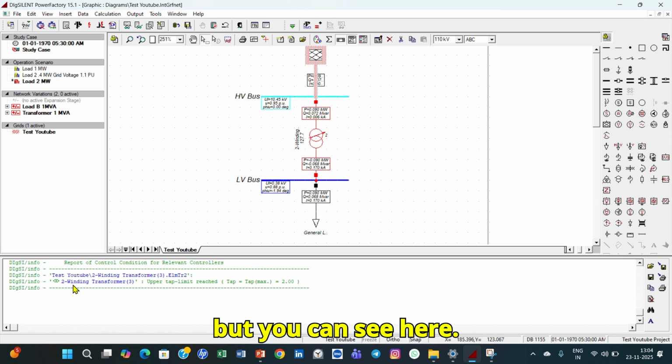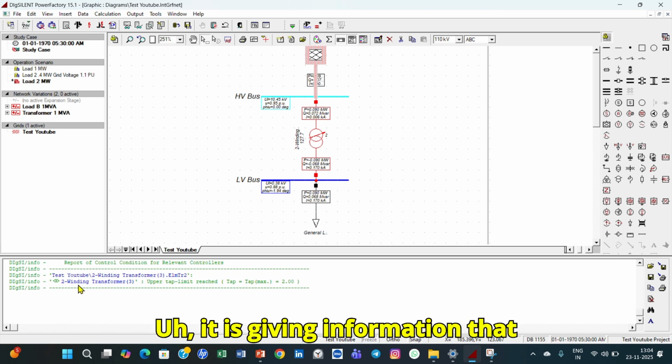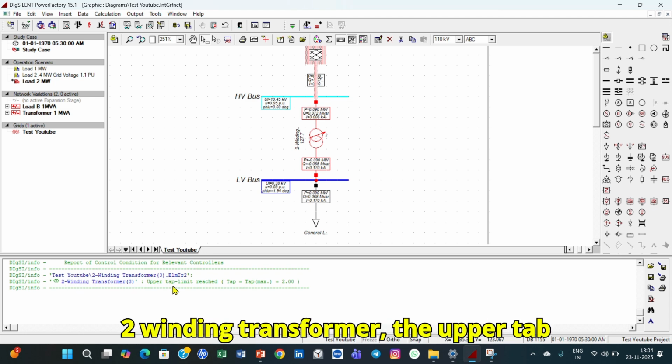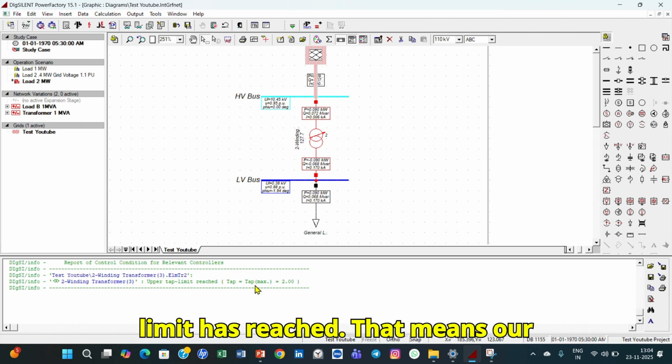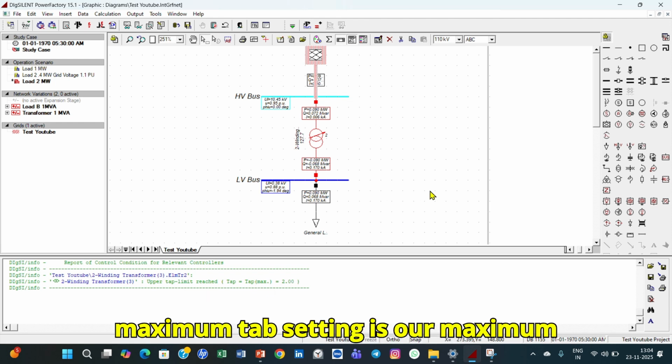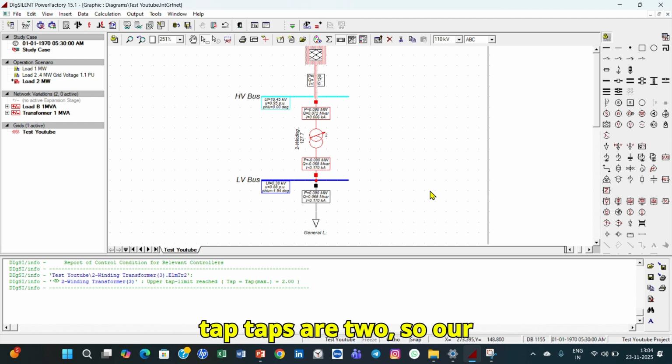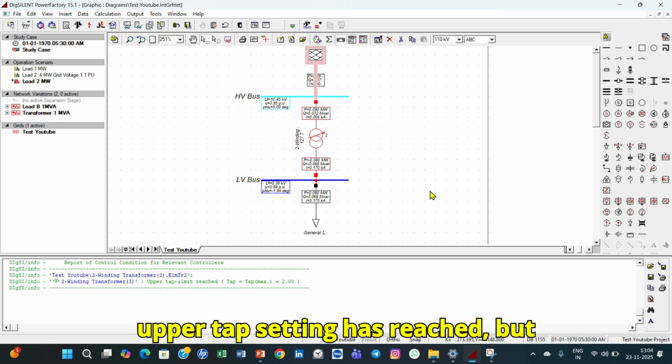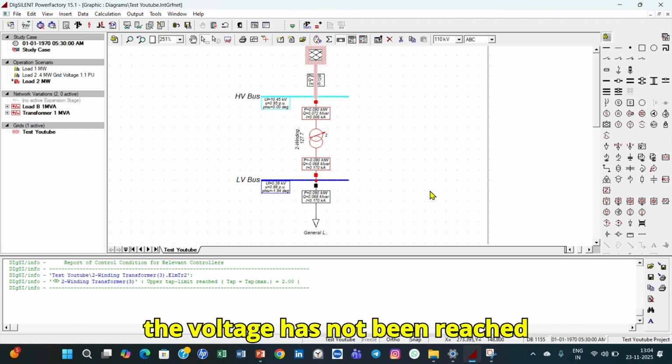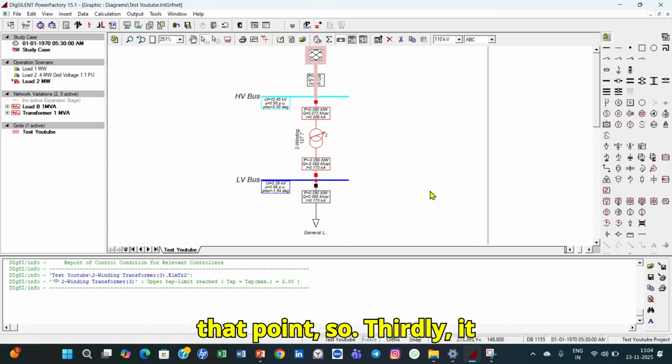But you can see here it is giving information that for the two winding transformer, the upper tap limit has been reached. That means our maximum tap setting is 2, so our upper tap limit has been reached, but the voltage has not reached the target point. So accordingly it gives this information.